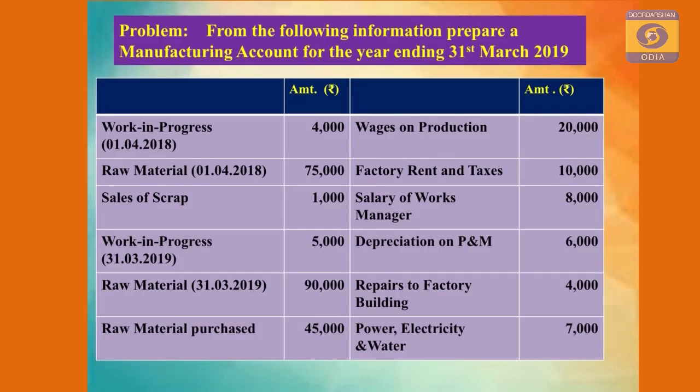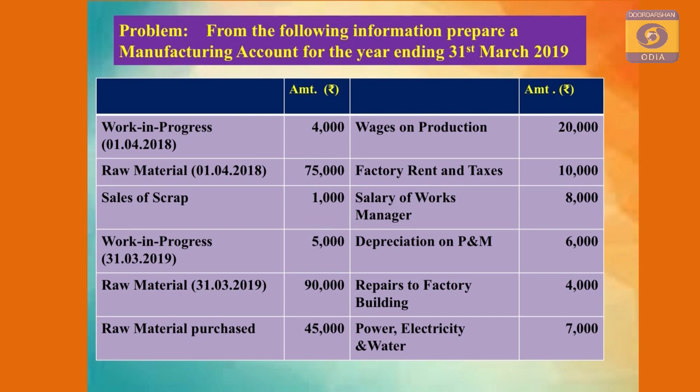From the following information, prepare a manufacturing account for the year ended 31st March 2019. You are given certain information. The information provided to you is work in progress as on 1st April 2018. That means it is opening work in progress. The amount is 4,000. Then you are provided with raw material on 1st April 2018. That is, again it is opening raw material, that is 75,000. You are given sale of scrap, that is rupees 1,000.